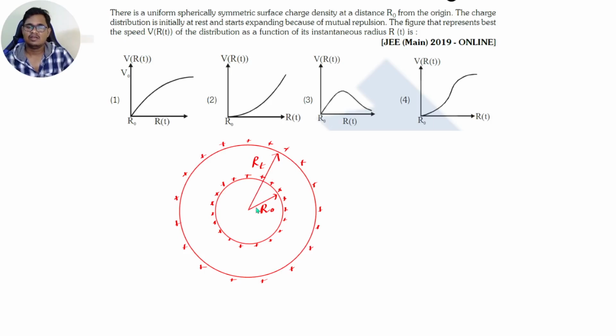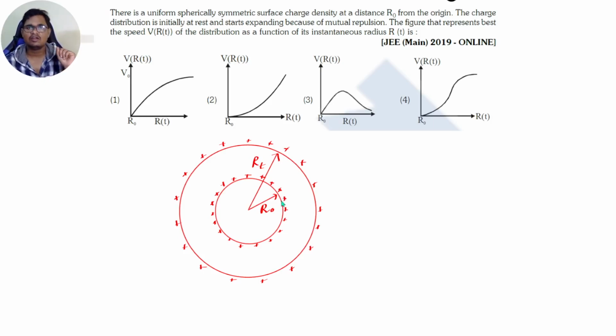Because this is an isolated system, we can think of conservation of energy and conservation of momentum. First of all, the initial momentum is 0, so every time momentum has to be 0, and this is a symmetric distribution. So the radius is expanding in all directions symmetrically, like when you are filling air in the balloon. All the particles are moving symmetrically in all directions, so the momentum of individual particles will add up to give you 0.